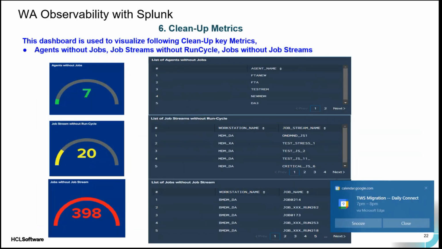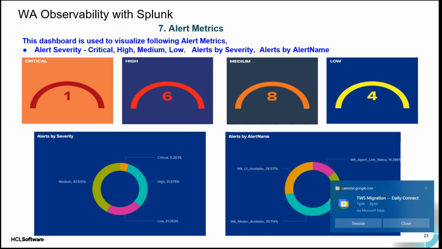And then we have cleanup metrics. Here we have captured agents without jobs and their list, job streams without run cycle, and jobs without job stream and their list. And then we finally have alert metrics. We have created 4 categories: critical, high, medium, low, and the following 2 pie charts represent alert page severity and alert severity.